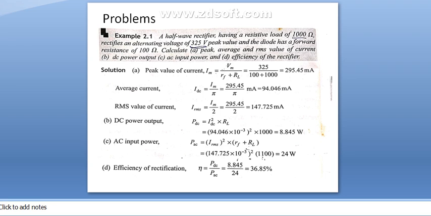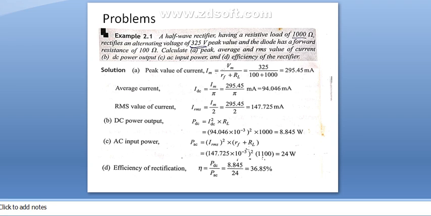Next we have to calculate the DC power and AC power, that is, the AC input power and DC output power. You know that PDC equal to IDC square into RL. Substitute IDC, then PDC is 8.84 watts.